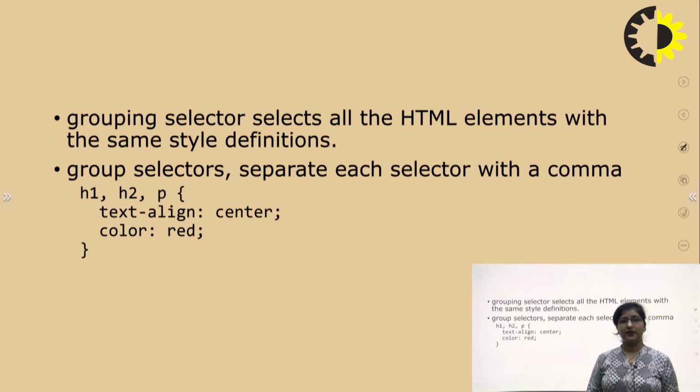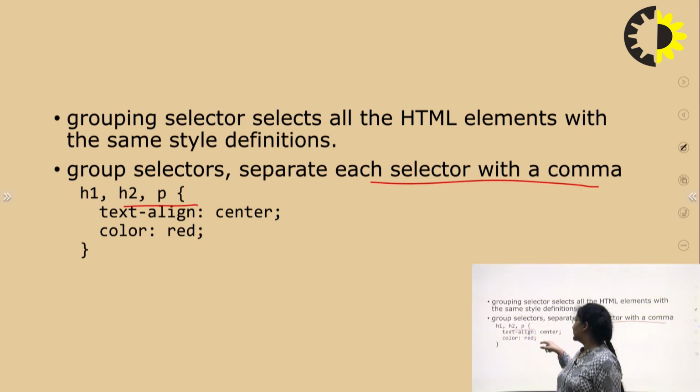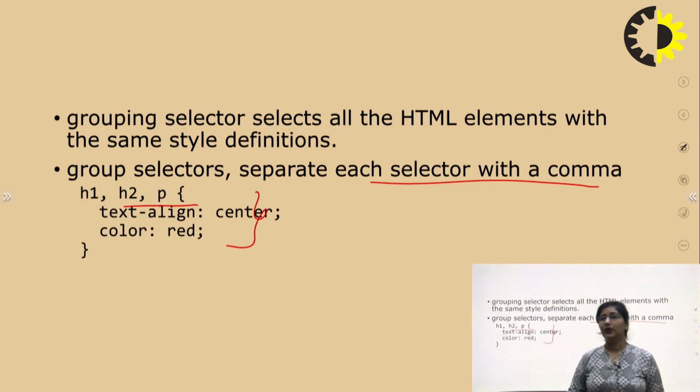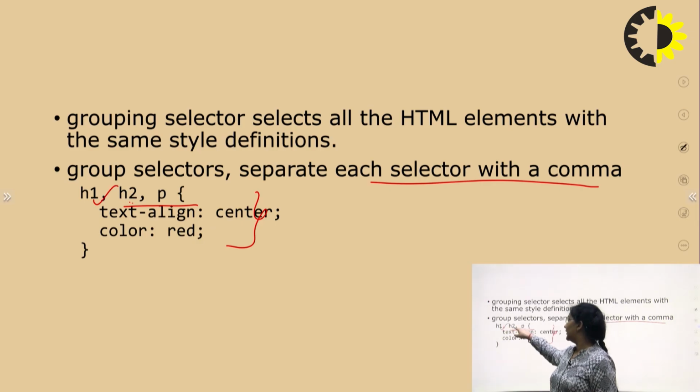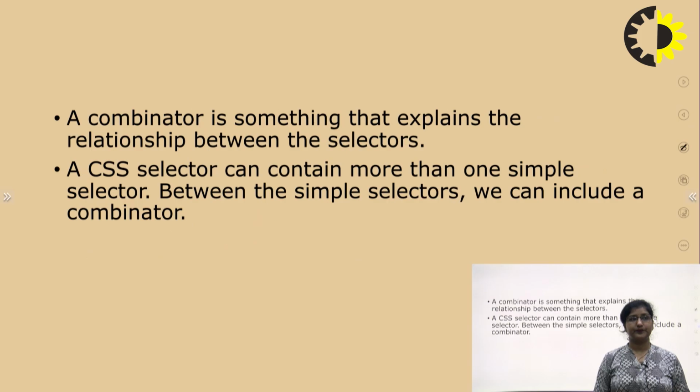Grouping selectors, as we have discussed just now, select all the HTML elements with the same style definitions, and the selectors are separated with a comma, like H1, H2, P. So, this alignment and the color will be applicable to all the elements, that is heading 1, heading 2 and the paragraph tag. To all these it will be visible.